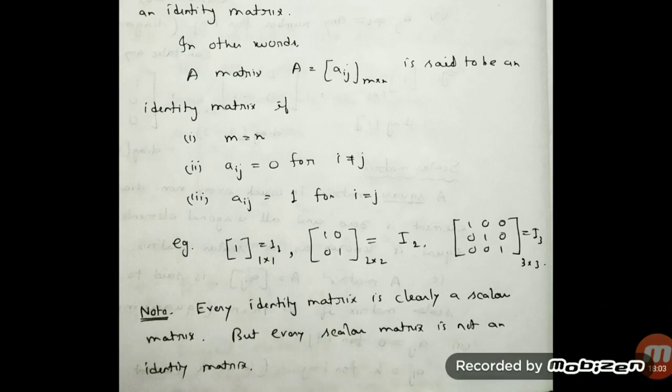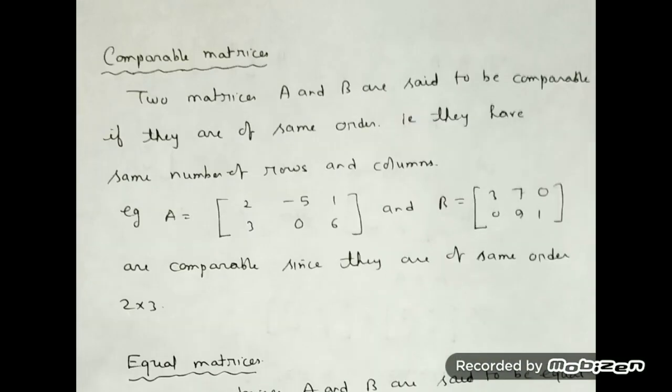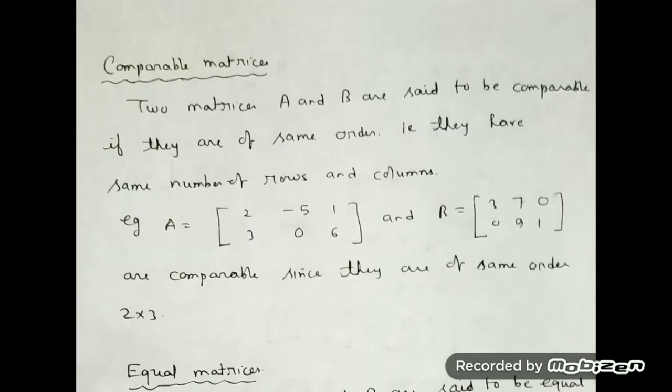So I have written here, every identity matrix is clearly a scalar matrix, but every scalar matrix is not an identity matrix always. Okay, so these are your different types of matrices. After that we have to know two more very simple but important concepts. What are those? Let us see.